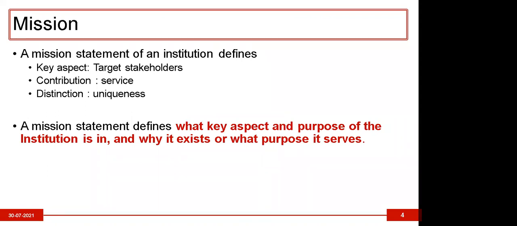Now, the next is the mission. When you want to define an institution's mission statement, we have to keep three things in mind. What is the key aspect? That means who are the target stakeholders? Then the next, what kind of contribution are we going to provide? That means what kind of service?